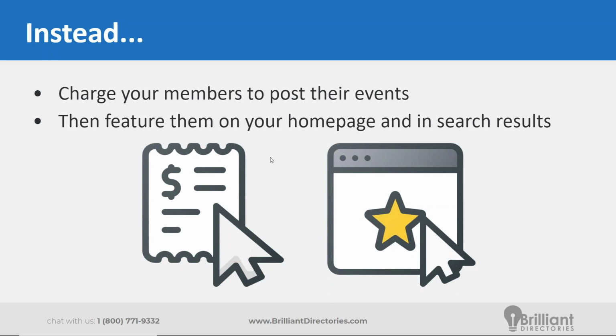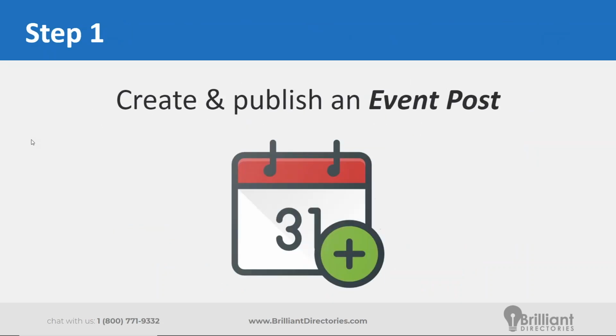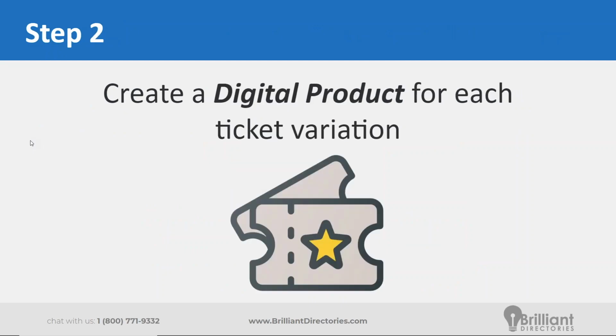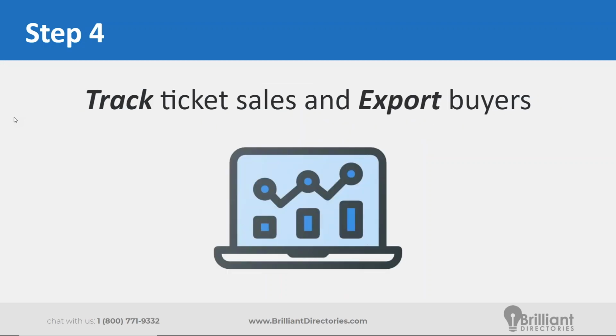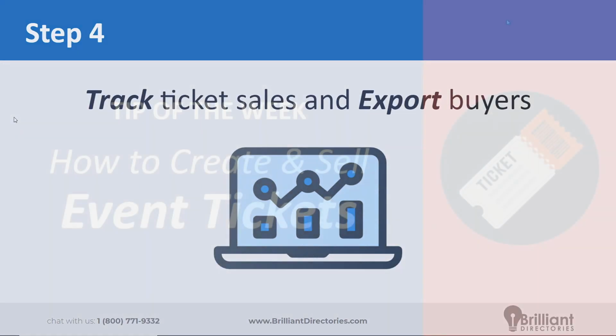Well, great stuff, David. Thanks for putting this together. But just to recap, since I know a lot of people might want to do this, create and publish an event post, create digital products for each ticket level, and then for the URL of that ticket, link it to the buy page in the description of the event. So in the description of the event, just link to the buy pages for those different ticket options. And then you can certainly track and export the buyer lists for each different ticket level that you have.